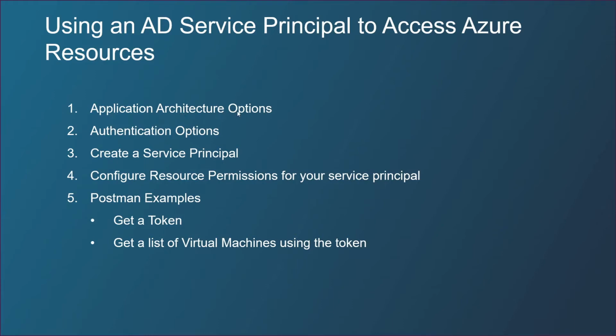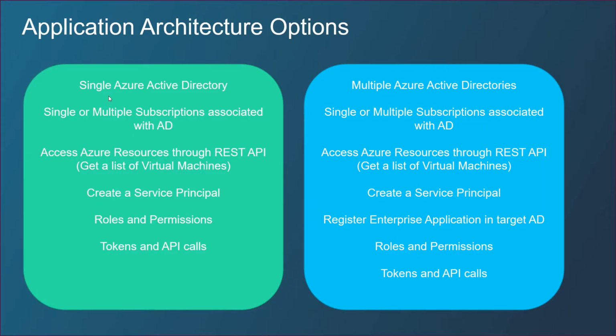In terms of application architectural options, there's basically two main flavors. We're going to be looking at what decisions you could be making in terms of how your application would be working. Now, firstly, you may have just a single Azure Active Directory with one or more subscriptions that's associated to the Active Directory, and you would like to access the resources of these subscriptions through the REST API. So, for example, to get a list of virtual machines. And the type of things that you're going to need to be doing here is to create a service principal, to set up some roles and permissions. And once that's done and you get a token, you can do the API calls to get data back from the subscription.